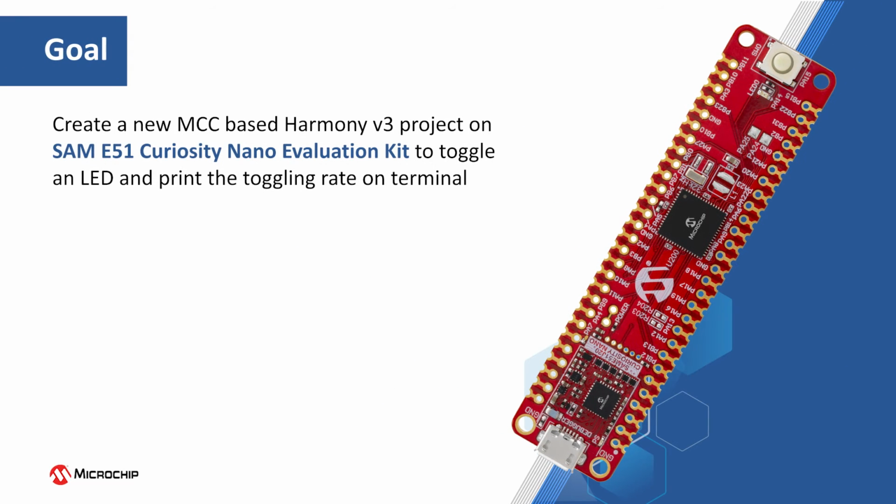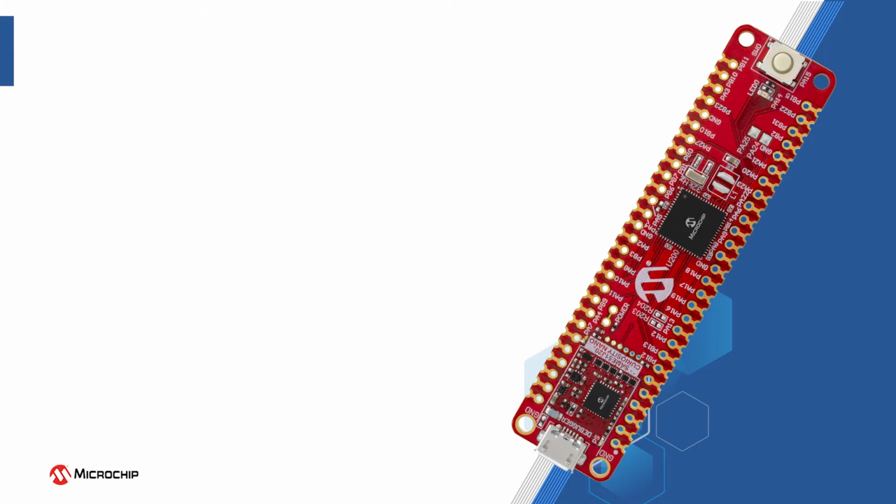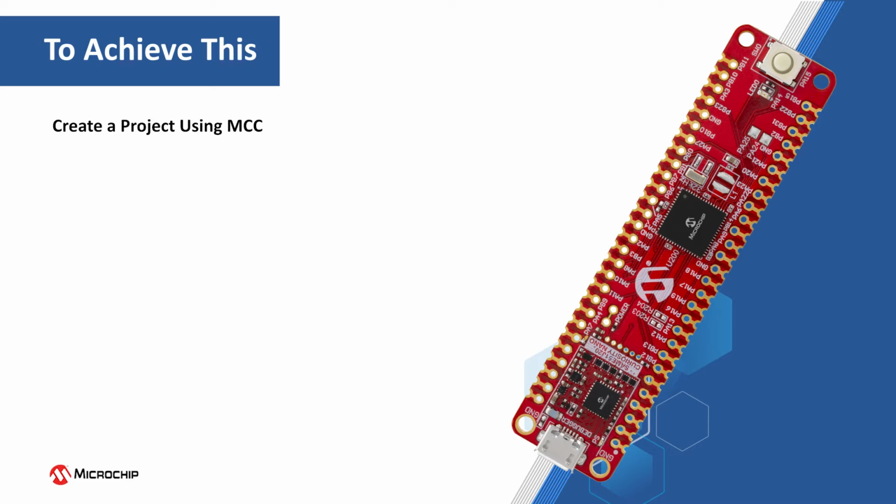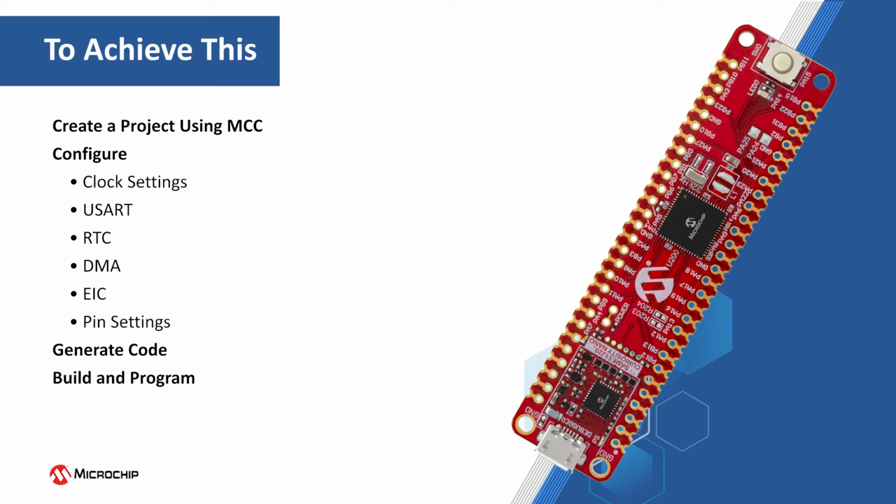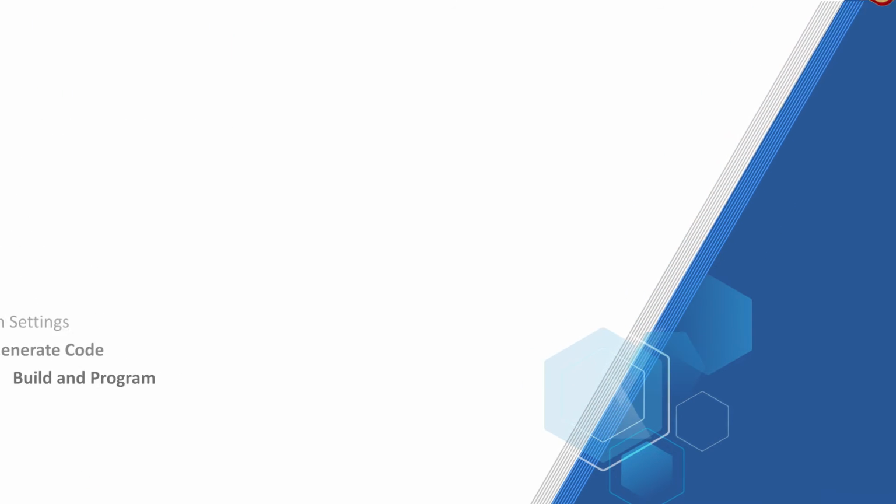Our goal here is to create a new MCC-based Harmony version 3 project on the SAM E51 Curiosity Nano evaluation kit to demonstrate an LED toggle on a timeout basis and to print the LED toggling rate on a PC serial terminal. To achieve this, we will create a project using MCC, configure the clock settings, serial communication, real-time clock, direct memory access, external interrupt controller peripheral libraries, and the pin settings. We will also generate code, build the project, and observe the output.